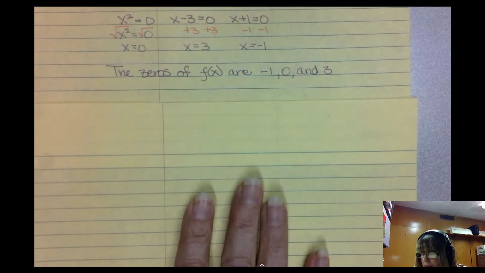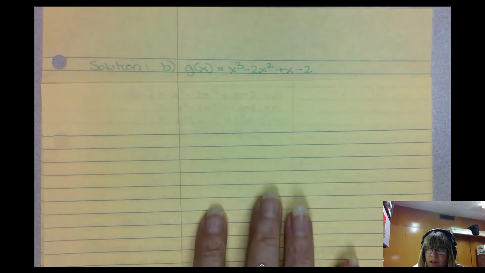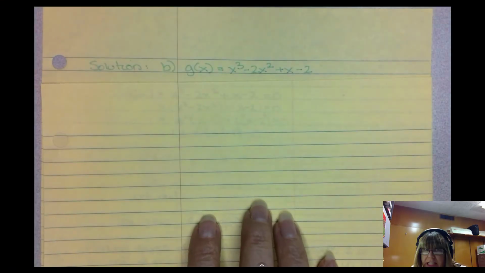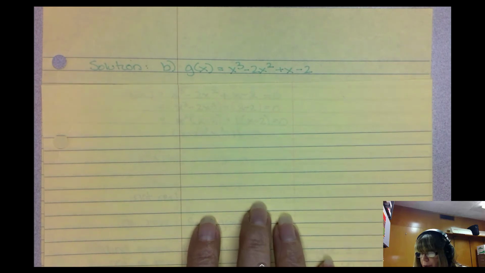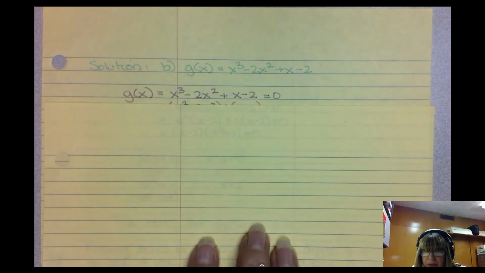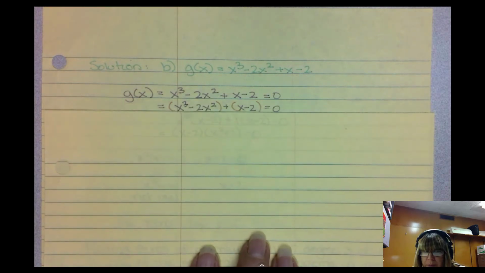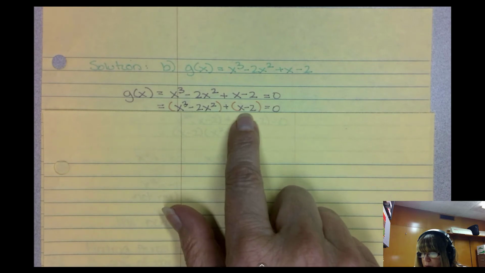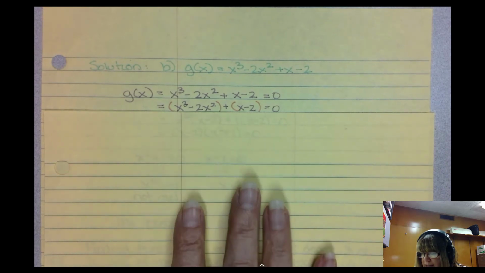Let's look at our second equation. Our second function is g of x equals x cubed minus 2x squared plus x minus 2. First things first, I'm going to set it equal to 0. And because there are 4 terms, I'm going to go ahead and group them and see what I can do with it. So I'm going to group together x cubed minus 2x squared, and I'm going to group together the x minus 2. And I'm going to factor each one of these.